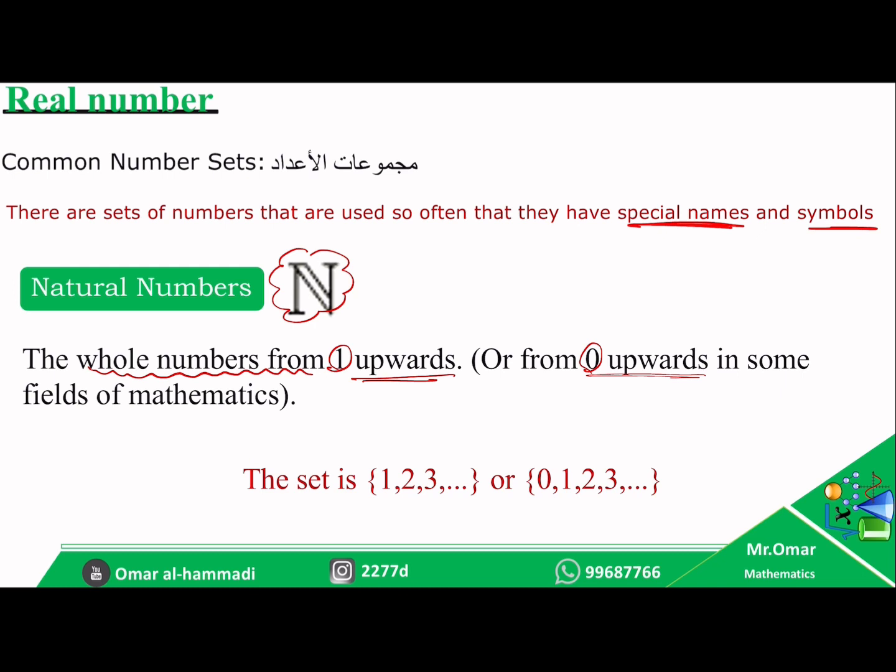For example, this is how we write the set. These are not brackets, these are braces. This is for sets. So the set of natural numbers is {1, 2, 3, ...} or {0, 1, 2, 3, ...}. So only the positive numbers, with 0 also.